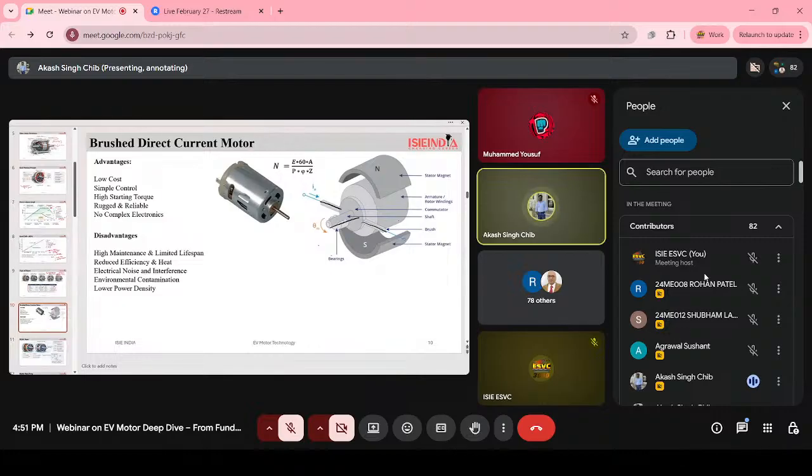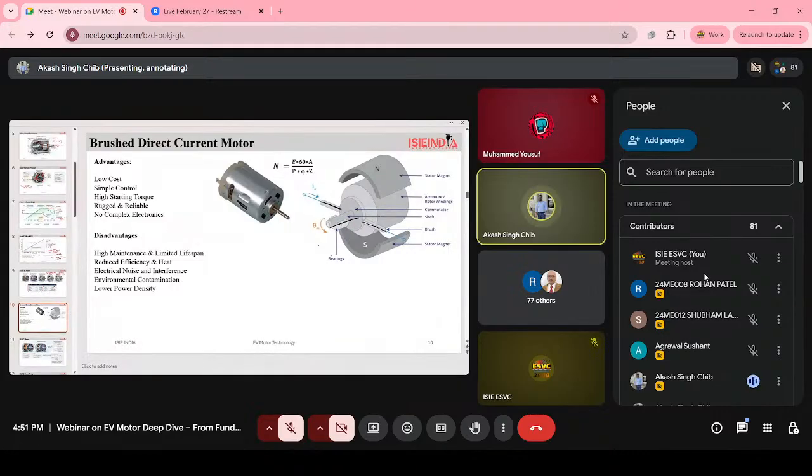But I haven't discussed this in the previous slide. This is our brushed direct current motor. This motor was widely used till now. You have seen this motor, like in toys, and in fans we are using this brushed direct current motor.